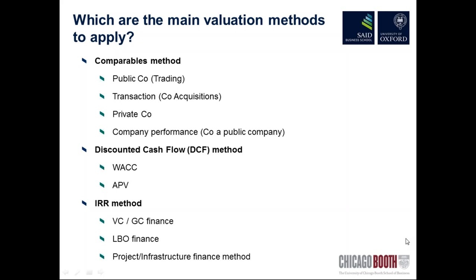Then IRR method. The IRR method, if it's only equity, convertible bonds, minority positions, trying to acquire a high growth asset with equity, venture capital and growth capital finance. Then you have debt and equity in LBO finance, but you have dividend lockup, no cash out. You have only cash in and out. And then you have project and infrastructure finance that you have a dividend waterfall. That means the IRR method is giving you different results because you have to apply the dividend discount model.